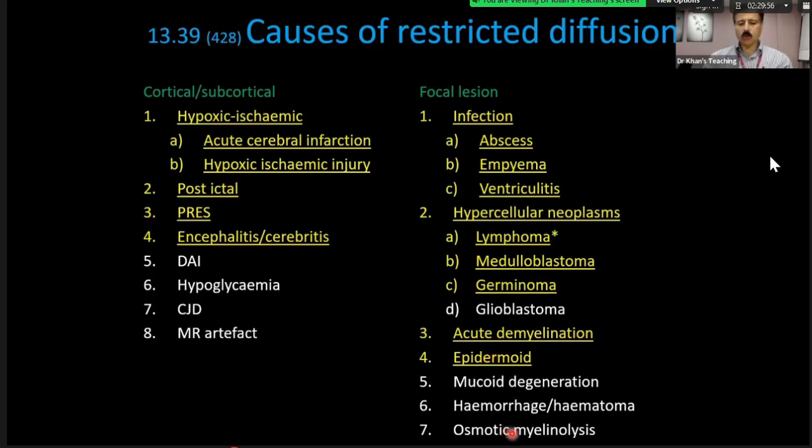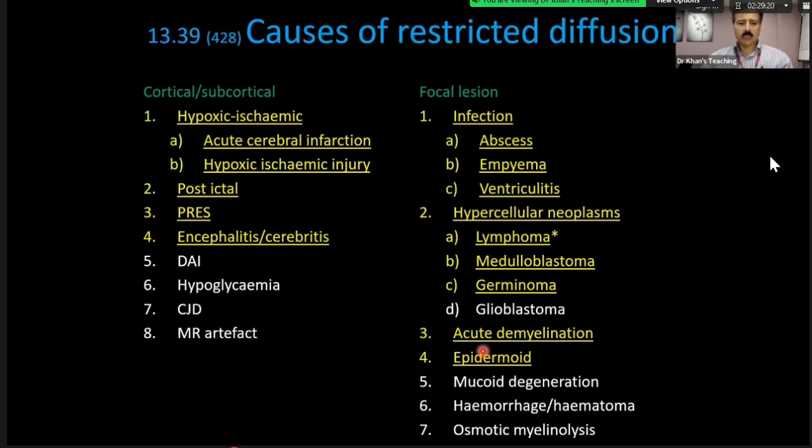Osmotic myelinolysis, I will cover it, and it has come in the exam quite a few times now. As I say, the bar is going up and up. Maybe 15 years ago, nobody used to think that osmotic myelinolysis would come in the exam. The previous concept was, we used to call it central pontine myelinolysis. But now we have understood that it can happen without the pons being involved. So we use the word osmotic myelinolysis. In any case, we'll cover it later during this module.